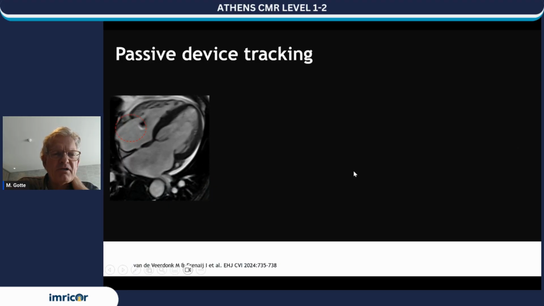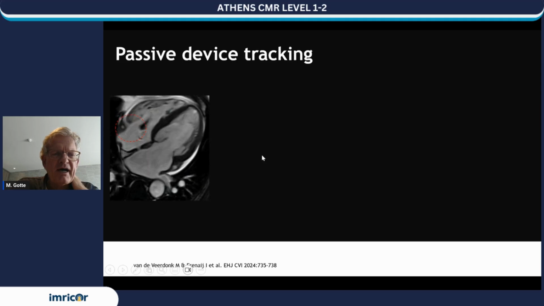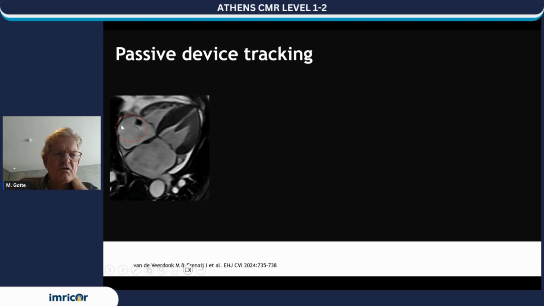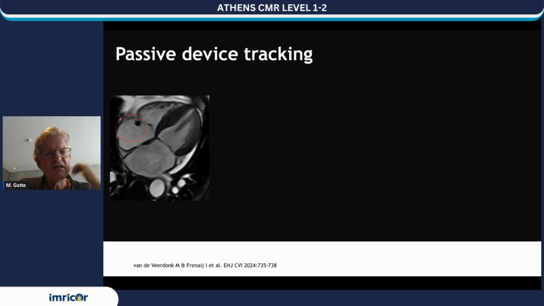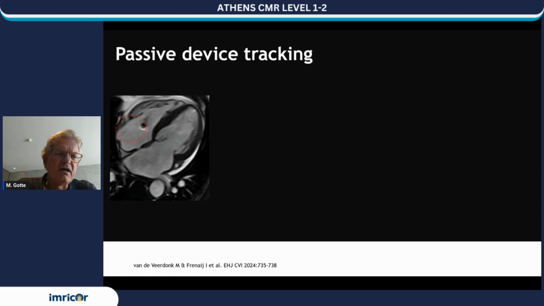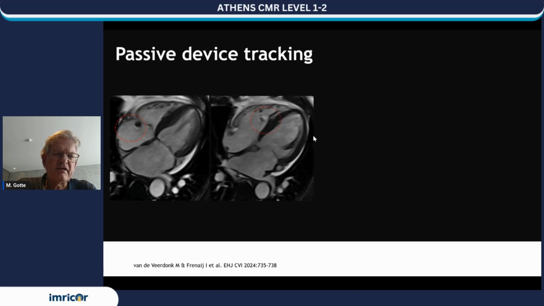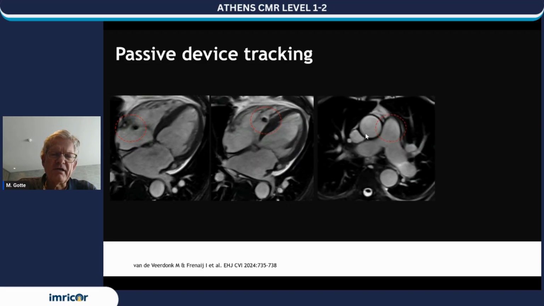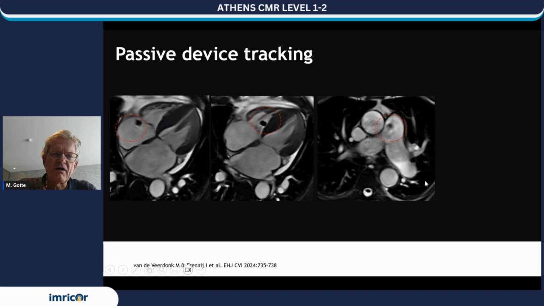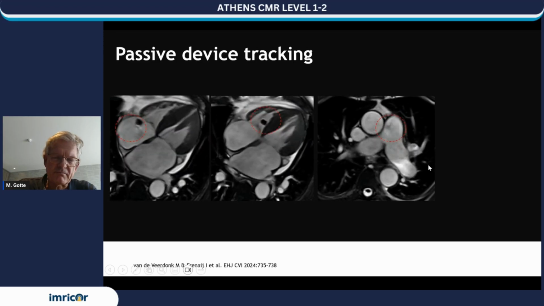What we do in Amsterdam is another way of passive tracking. We use MRI-guided right heart caths. So what you can observe in this situation is a 4-chambered cine, and you can see the tip of the balloon of the Swan-Ganz catheter inflated with air. Air gives a signal void, which is clearly seen on the left panel. And we can maneuver the Swan-Ganz catheter based on real-time imaging through the heart, through the right ventricle, into the pulmonary artery, finally into a wedge.